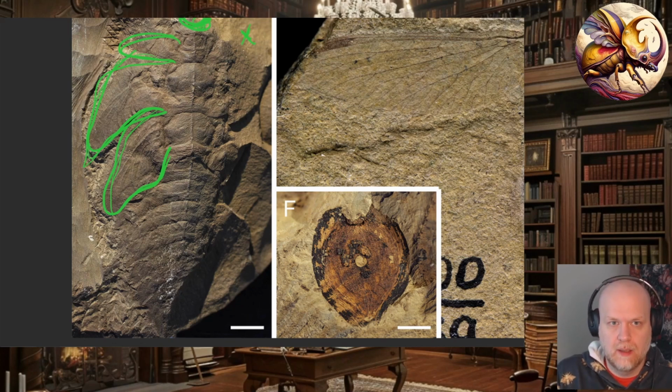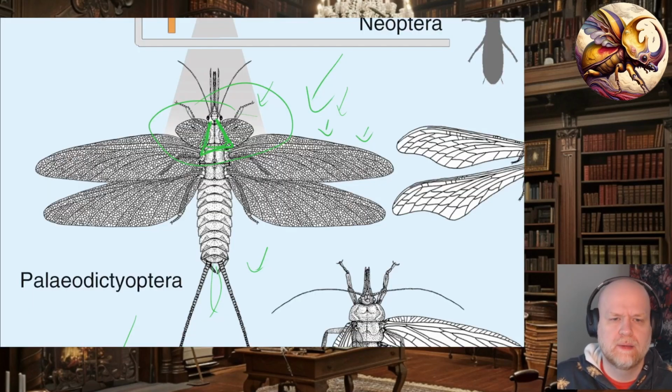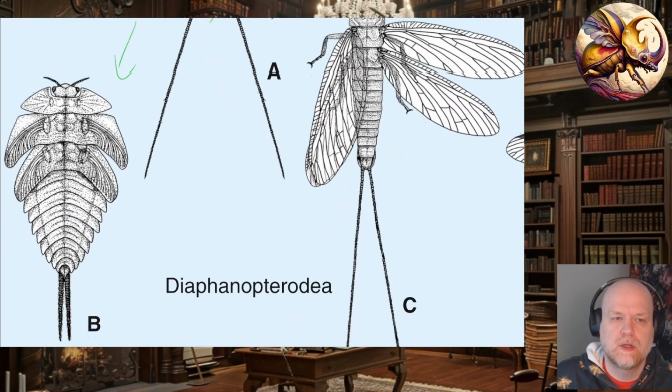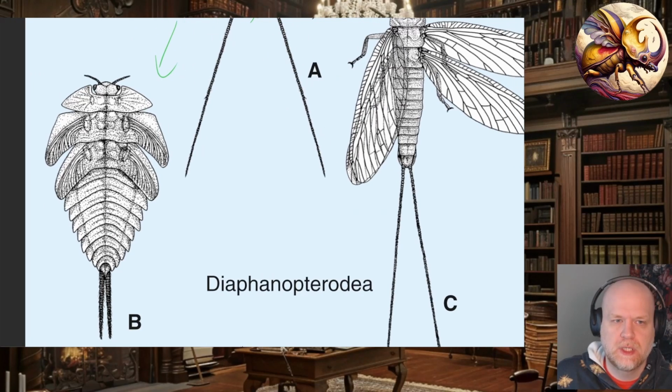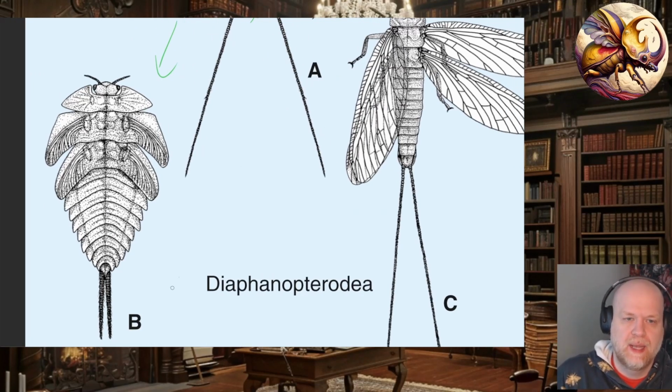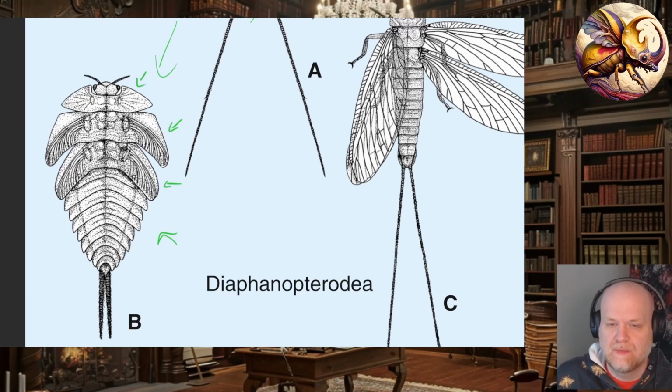Presumably, the nymphs were primarily terrestrial, although some do show some adaptations for aquatic life. So if we go down here, you can see an artist's interpretation of what a Palaeodictyoptera nymph would have looked like. It has these oblique wing pads coming off the side of the body, as opposed to being fused along the back of the body.